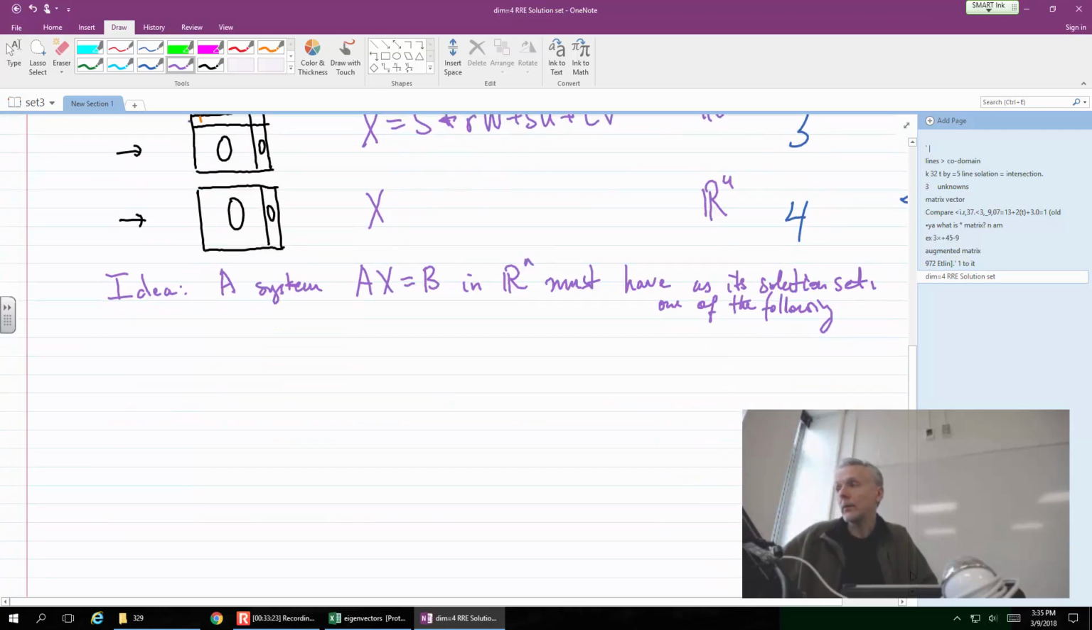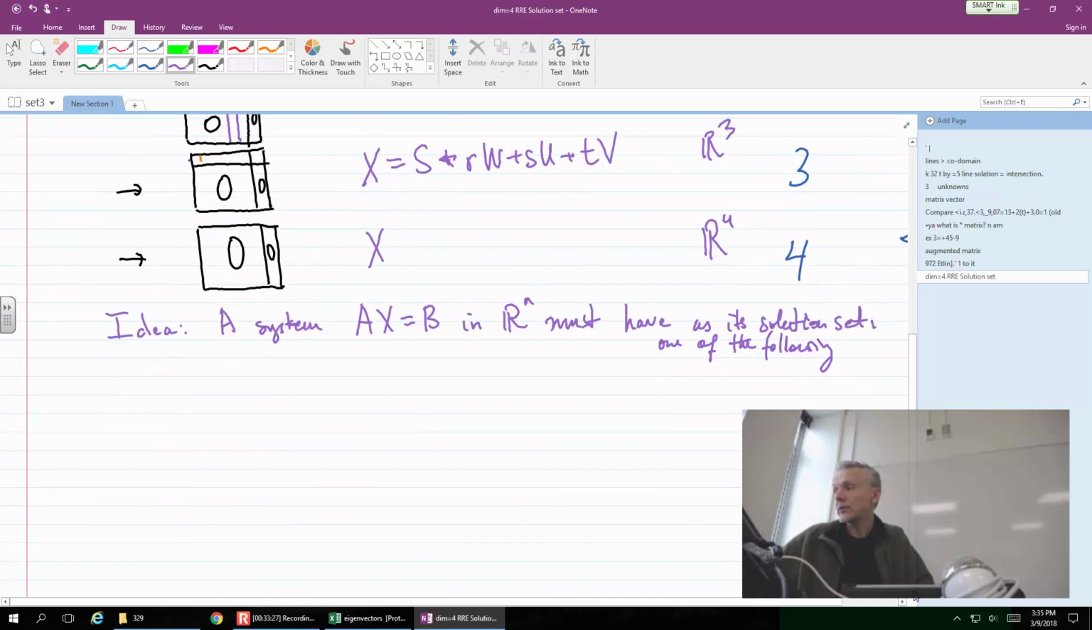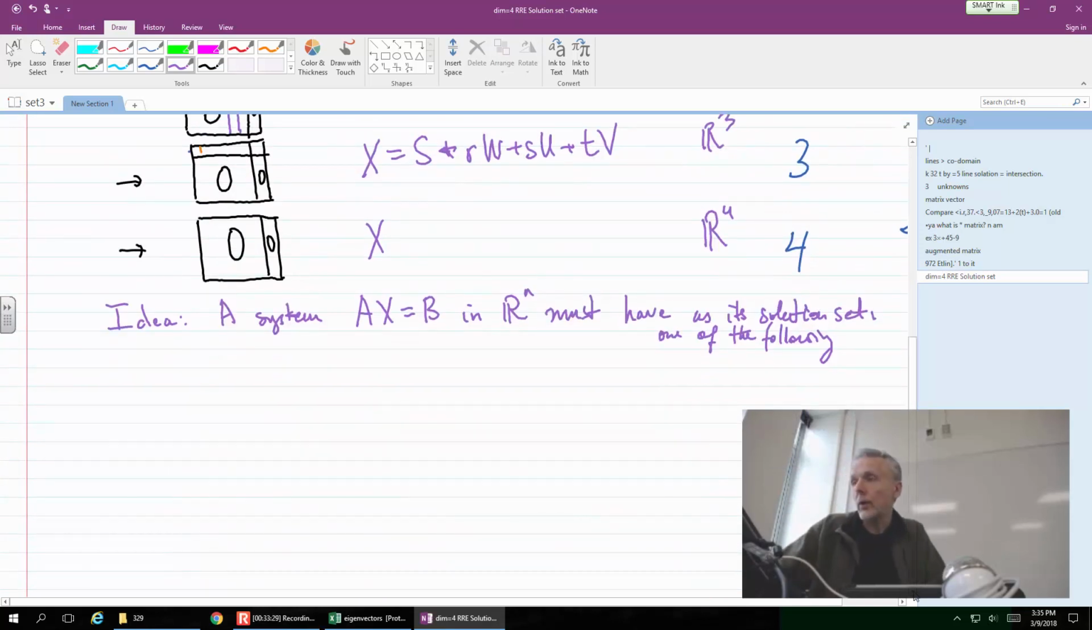And the list, we already had a list for 4-dimensional space, so it's pretty much the same, only the list is longer. Starting with the empty set, the solution set is a point, R, R2, R3, Rn. Okay, so one of these.